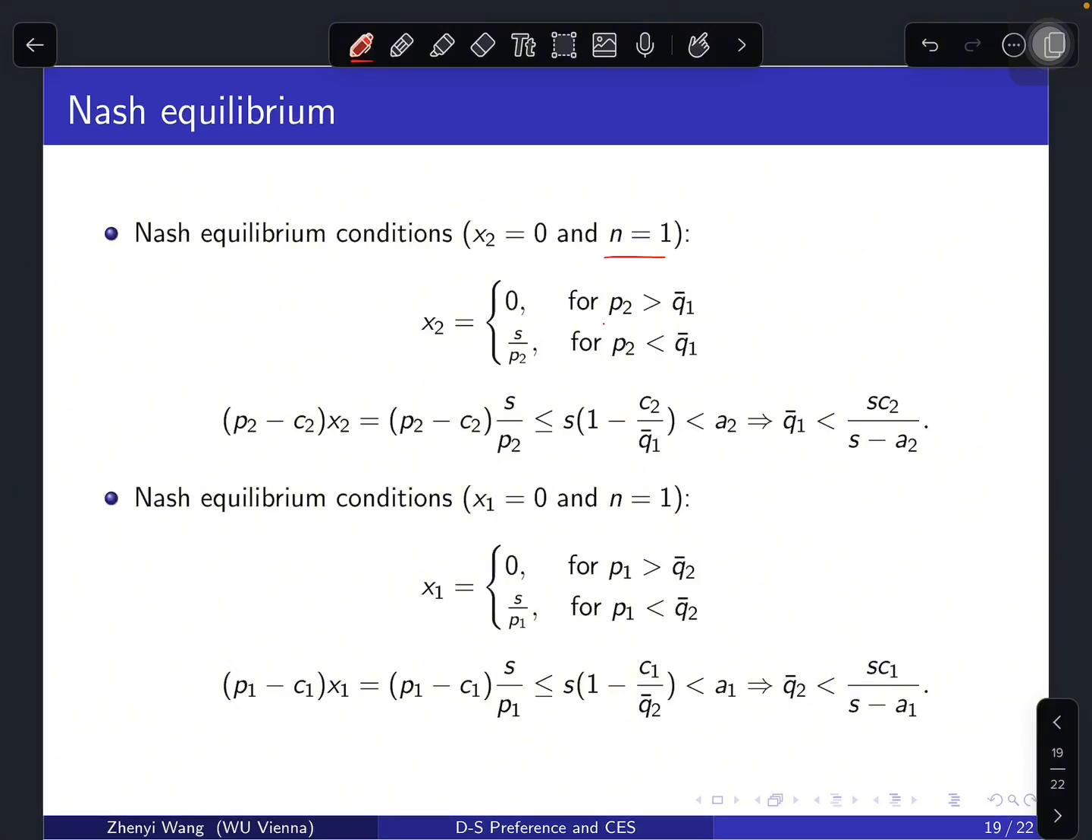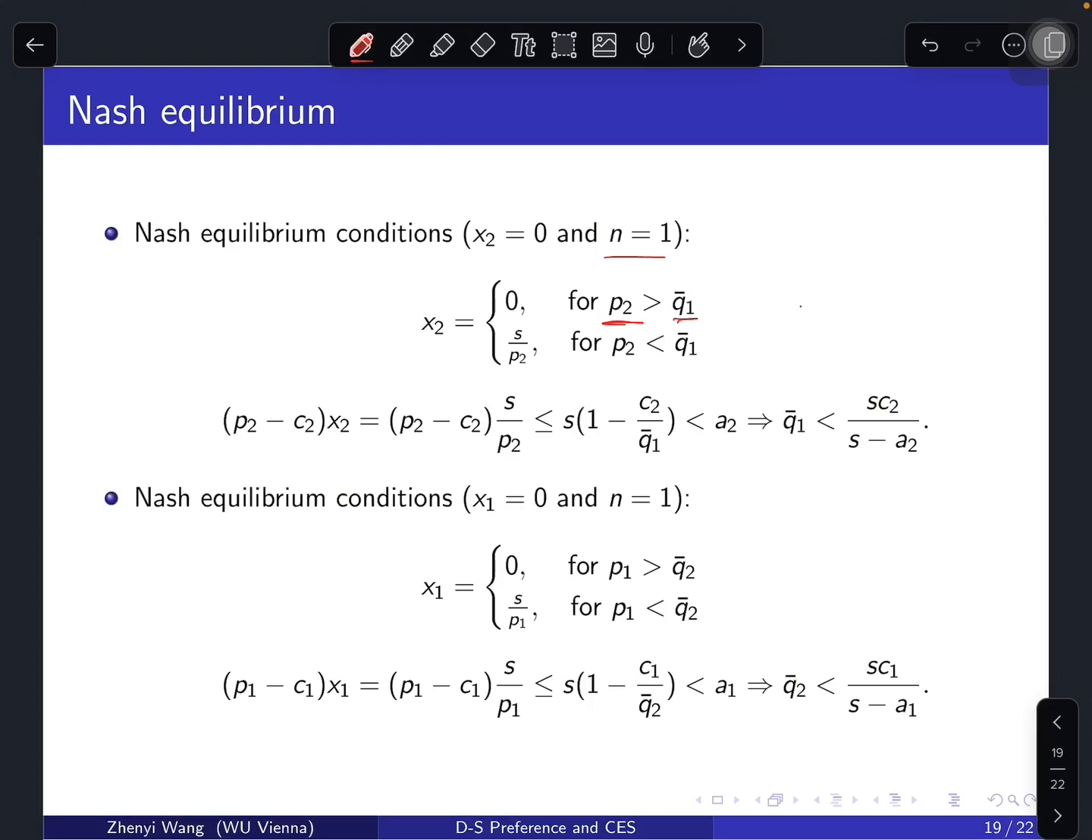Under this condition, the Nash equilibrium condition is that x2 equals 0 if the price of x2 is greater than the aggregate price level of x1. It means that it's not the price level of x2 greater than the price level of a single firm that produces x1. It's greater than the aggregate price level of all firms producing x1.